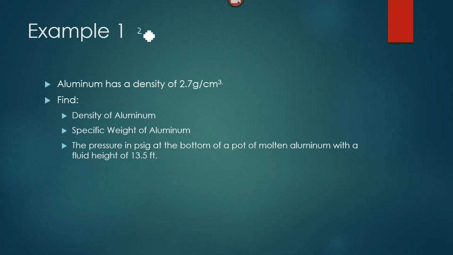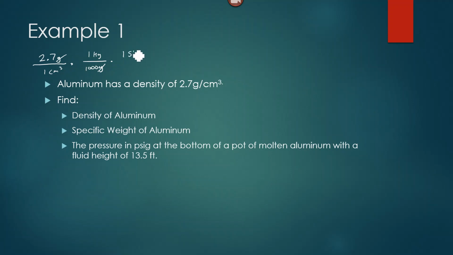We have 2.7 grams per 1 centimeter cubed. 1 kilogram is 1,000 grams. Grams cancel.